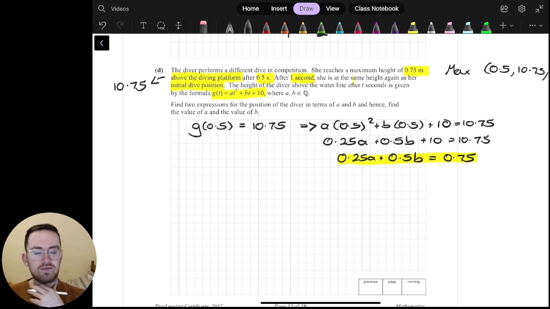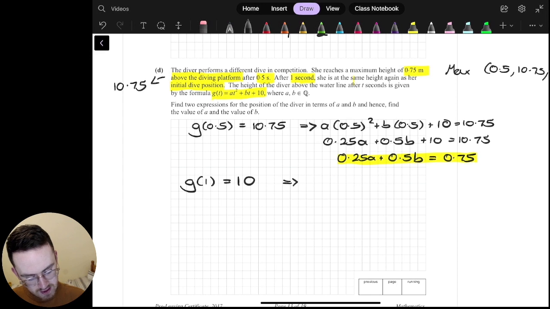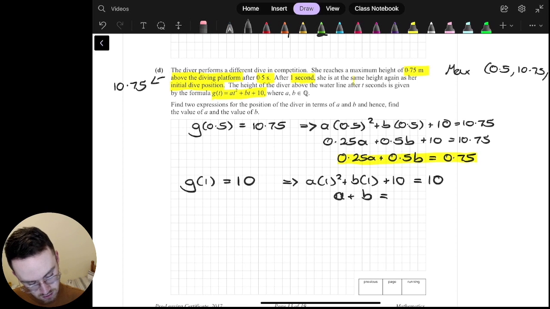So we need to do another one. After 1 second, she's at the same height again as her initial dive position. So at g of 1, she's back at 10 meters above the diving platform. What that means is a times 1 squared plus b times 1 plus 10 is equal to 10. So a plus b is equal to 0 then. That means that a is equal to minus b, and we can use that in the previous part.